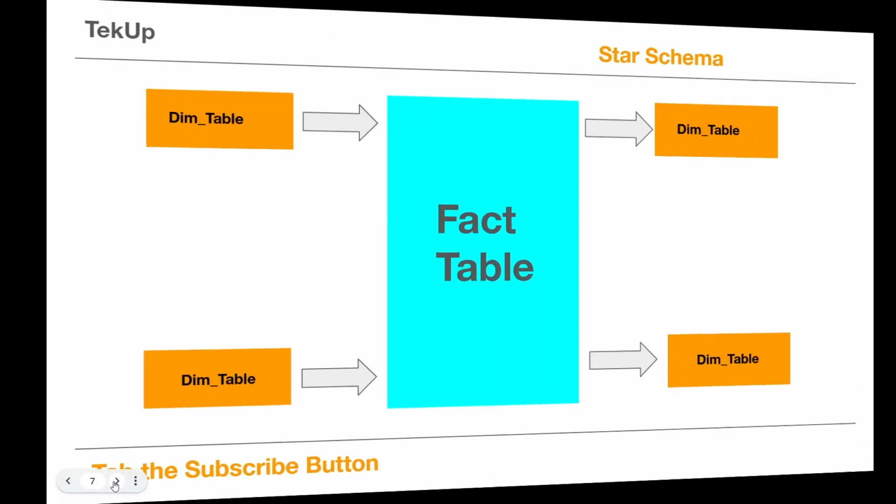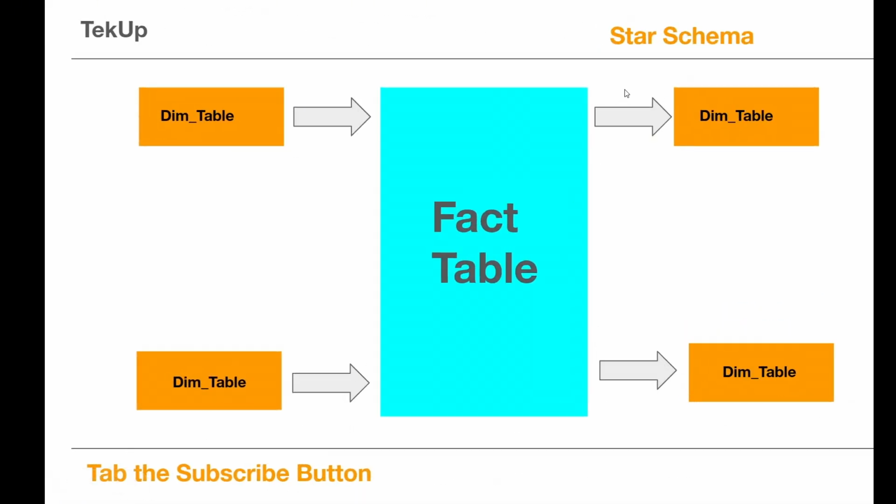Now, when you look at this diagram, you can see that it has a star-like shape, and this is why it is called a star schema. When you look at this diagram also, you will see that we have a centralized fact table, but on the right-hand and left-hand side, we have multiple dimensional tables. A star schema is a type of database schema that is used for data modeling.